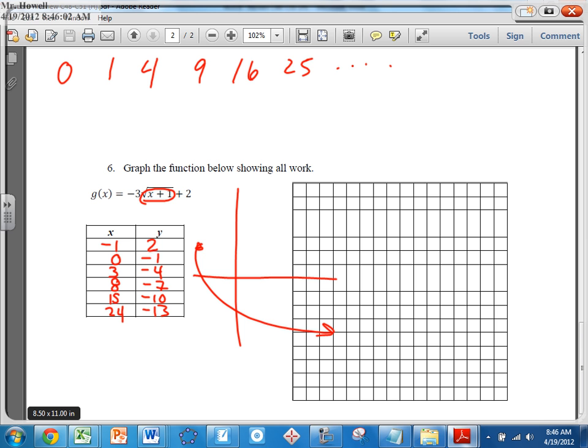Any late portfolios? Pencils, people, pencils. I got a lot of stuff here. Yes. Yeah.